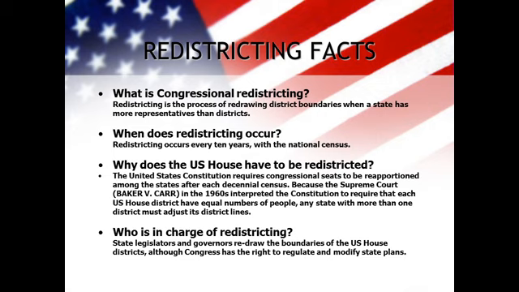Now, the last thing that is really important is who does the redistricting? It's the state legislatures who do the redistricting. So this will be done by the Texas legislature that's in Austin, and they will then divide up and do the reapportionment for the state of Texas.